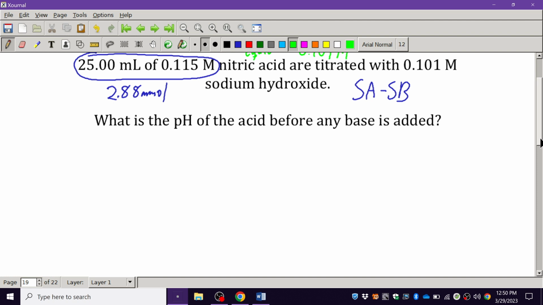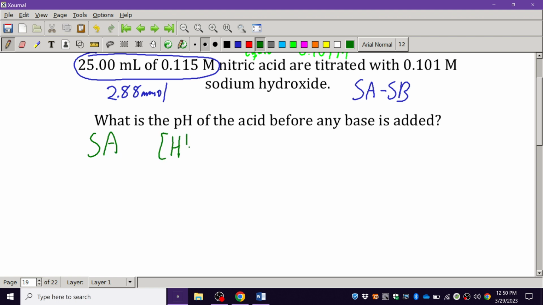So let's start out. How do I determine the pH of the acid solution before any base is added? What kind of solution do I have at that point? Strong acid, strong base, weak acid, weak base, or buffer? Which one? Strong acid. So this is a strong acid solution. And essentially the question becomes, what's the pH of a 0.115 molar solution of nitric acid?